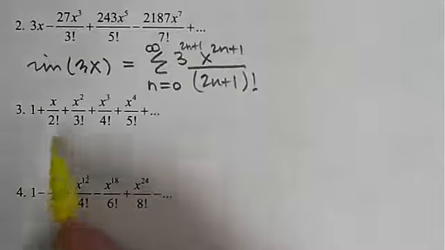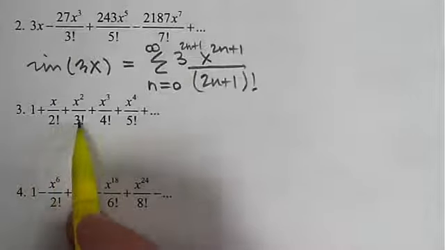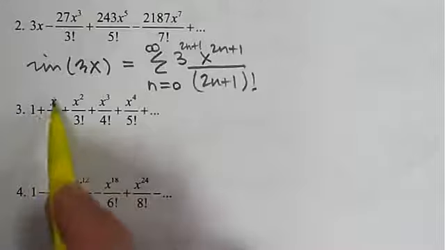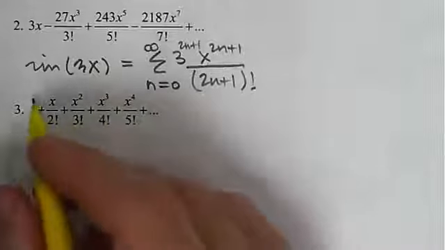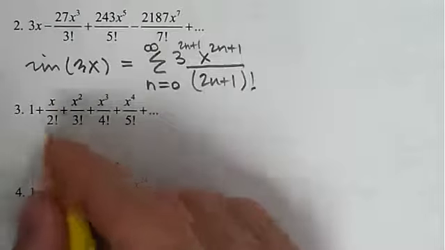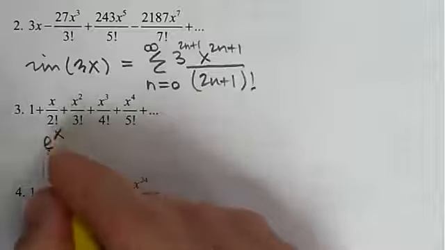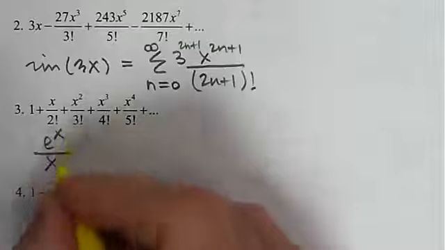Okay. This is definitely going to be related to e to the x. e to the x is x plus x squared over 2 factorial. So all the powers have been reduced by 1. So I think I'm just going to say I took it and I divided each term by x.